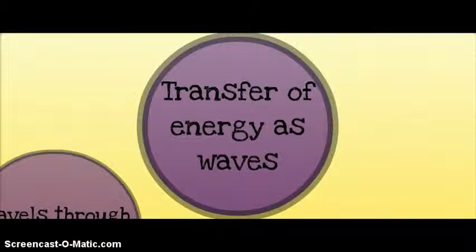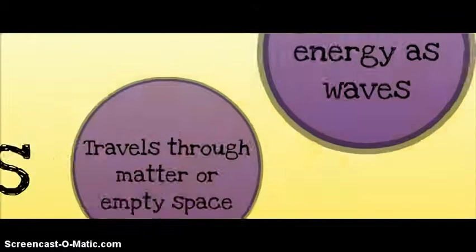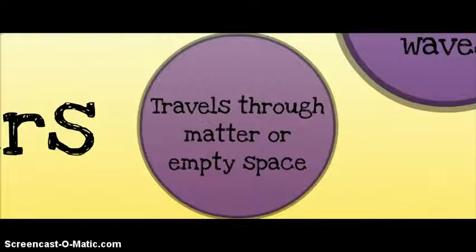It is the transfer of energy as waves, and it travels through matter or empty space. So radiation, what we usually think about is the sun. The earth is warm because the rays from the sun are traveling through matter and casting the heat to the earth. So let's take a look at one more picture.